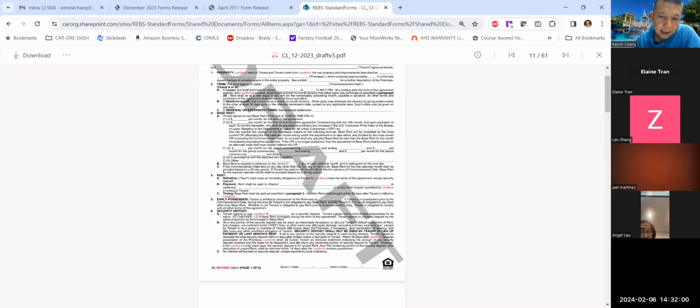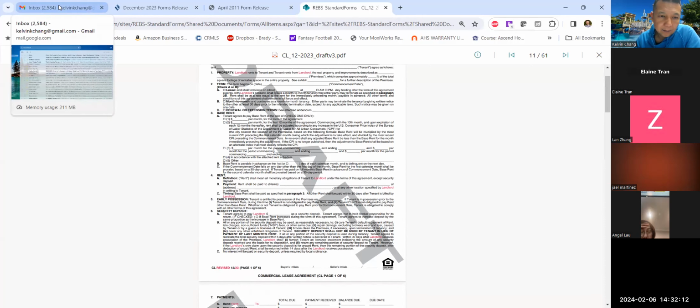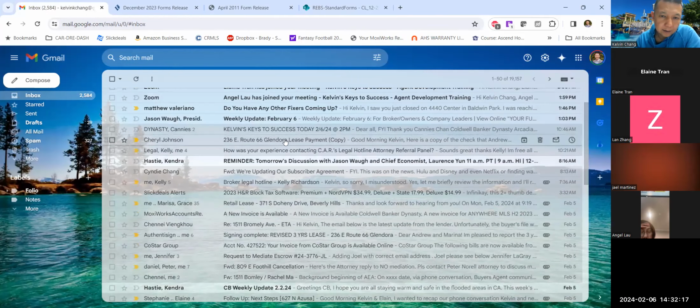I gave the address, 236 East Route 66 in Glendora. And I gave them a 3-year lease term and had the tenant pay a specific rent schedule. So I used number 5, other. If you want to see what one looks like, it's fine. I'll go ahead and share it.